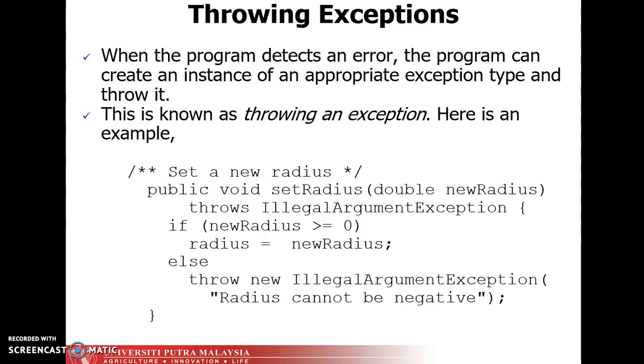Then there is an if-else statement to check whether the input value for the method is above 0, which is positive, or below 0, which is a negative value. If it is a positive value, then we set the new radius value. However, if the input value is negative, then we throw an instance of IllegalArgumentException.